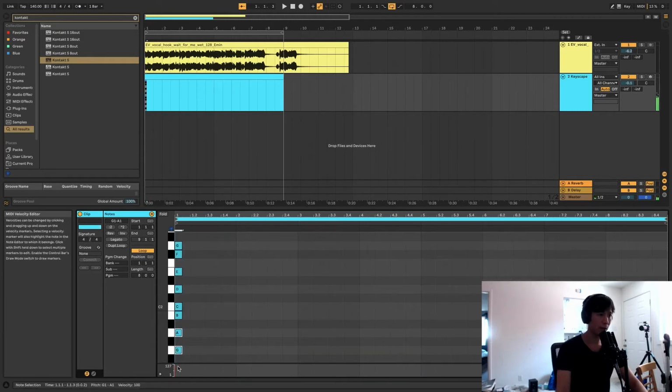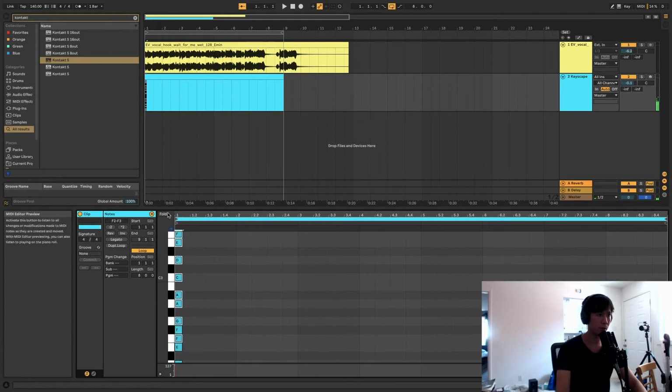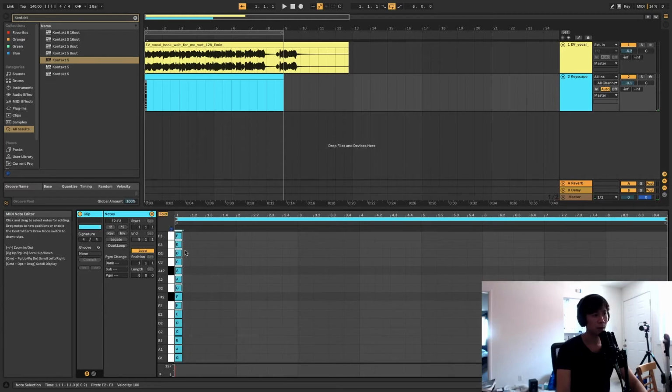All right, and then we'll probably just double it. And then you can just simply click, I think, this fold. Yeah, and now you basically have all the keys in the scale. I think I might have messed up there, but yeah, you get the idea.